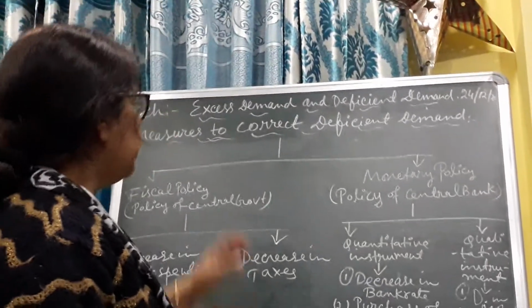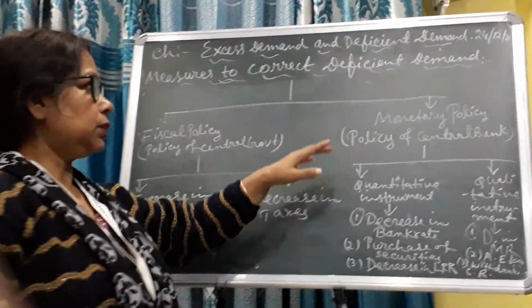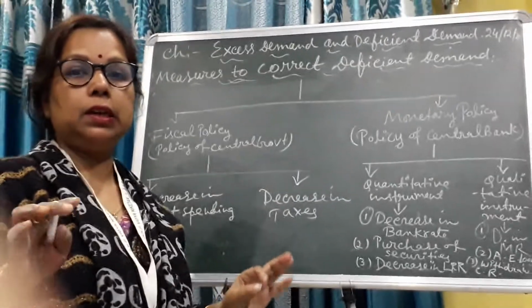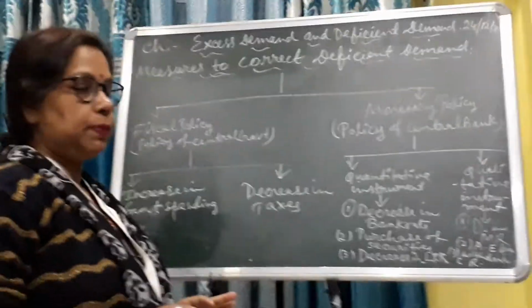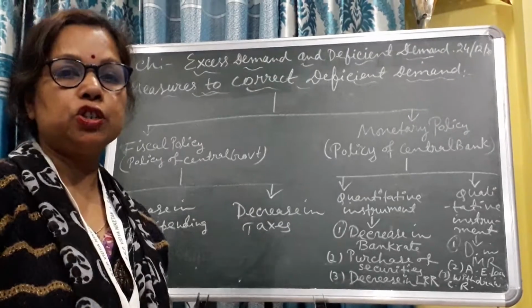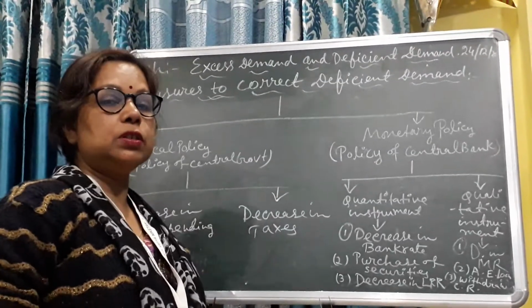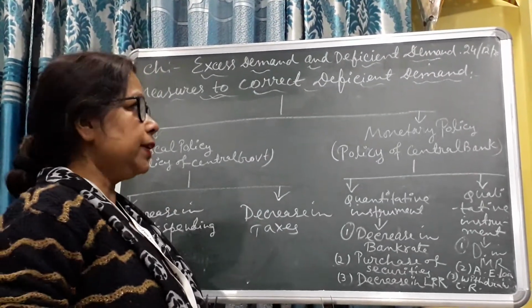Now, measures to correct deficient demand. Deficient demand means when aggregate demand is less than aggregate supply. So due to deficient demand, a deflationary gap is created in the economy. So in what way or how to correct the deficient demand?